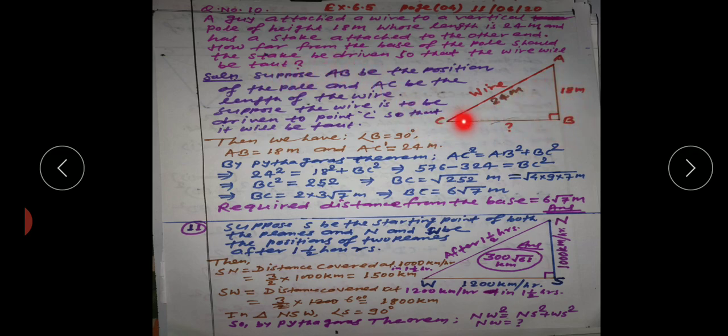So you have to find this distance so that the wire should be taut. That means there should be no stretch in this wire. So how far should it be driven from the base of the pole so that it should be taut? Let us suppose AB is the position of the pole and AC is the position of the wire, and suppose the wire is to be driven to point C so that it will be taut.